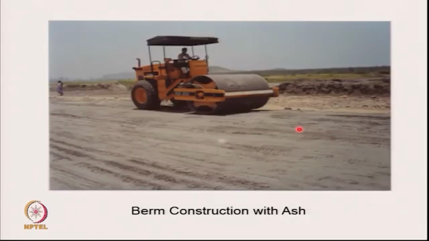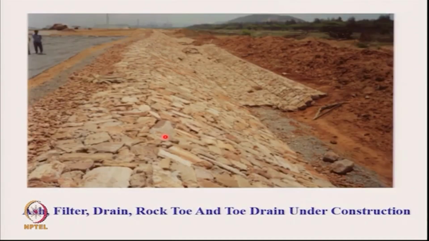So, I am just showing you that this is a berm which is being constructed with the ash itself, and I want to show you the rock toe which is critical. This is the toe drain, this is the cobbles and boulders, can you see that? This is the gravel, that is the sand, coarse sand, that is the fine sand, and that is the ash. So many layers of transition filter. Why? Water should come through this, but no fines should come.